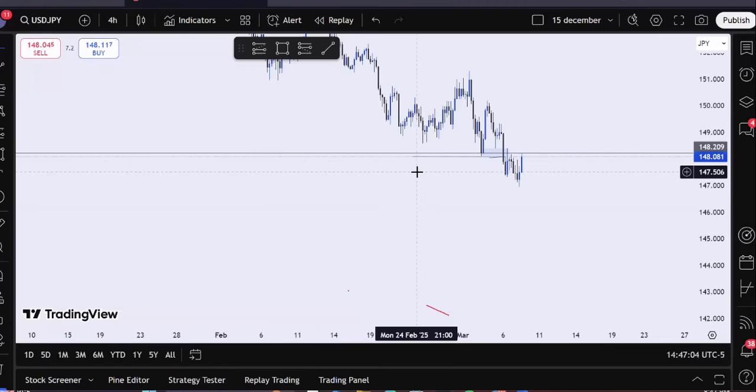This is something that people really know. Mark your support, mark your resistance, and then wait for price to react from there. But that's not what I'm going to be teaching here. Just read that Candlestick Bible, you will understand everything.